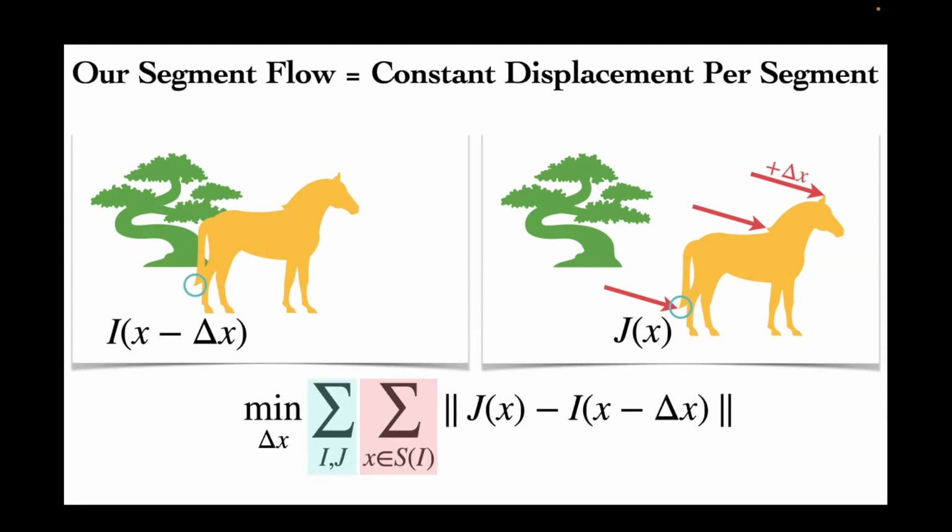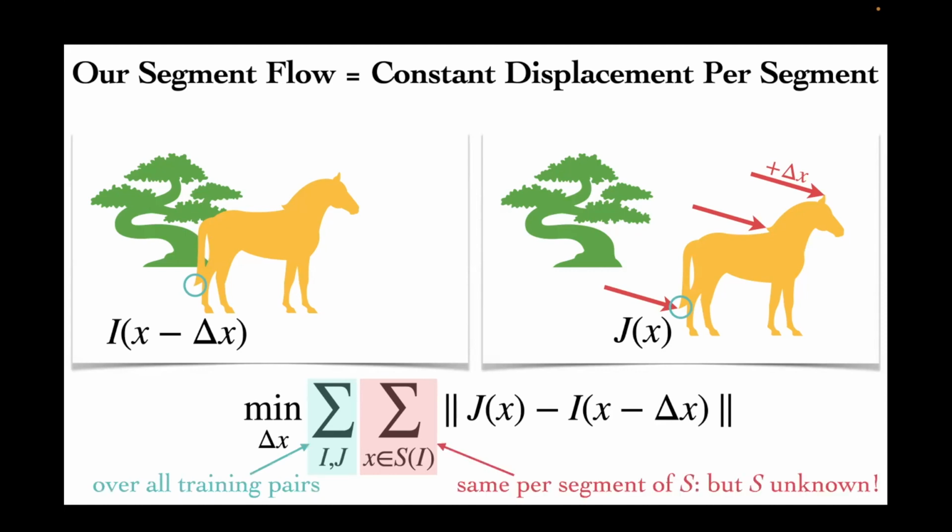Our segment flow assumes constant displacement per segment. We still try to minimize appearance differences, but we are learning this statistical relationship. The loss is accumulated over all the training pairs of I and J, and we assume that the flow is the same per segment of a segmentation. It's all nice, seems clear. The trick is that the segmentation is unknown. We don't know how to do segmentation.